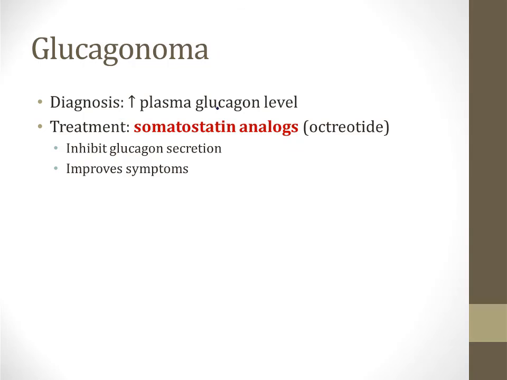You can make the diagnosis of a glucagonoma by demonstrating increased levels of plasma glucagon, and there are a number of treatments for this condition, but one of them that you should know about is the use of analogs of the hormone somatostatin. One of these that is sold commercially is called octreotide. Somatostatin is an inhibitory hormone. It's produced by the intestine and the pancreas and many other parts of the body, and it inhibits the secretion of many different types of hormones, including glucagon. So if you give this drug to a patient who has a glucagonoma, you will inhibit glucagon secretion from the tumor, and this can improve symptoms.